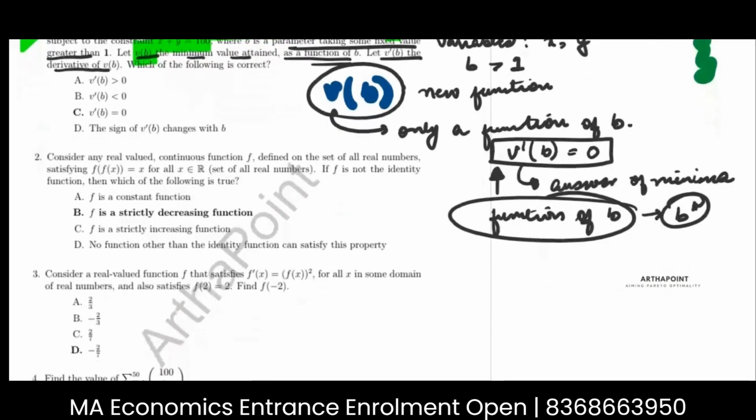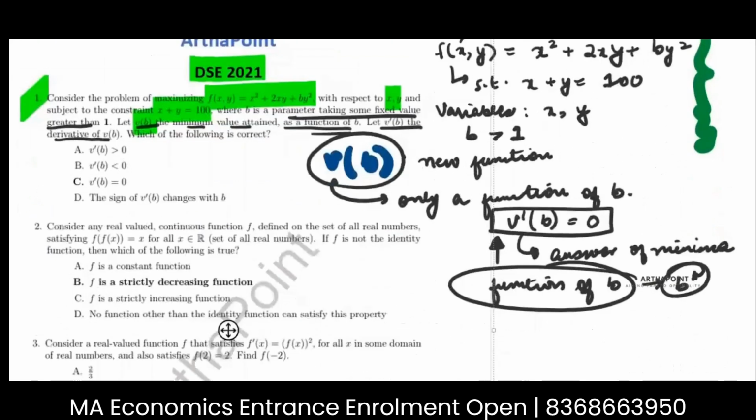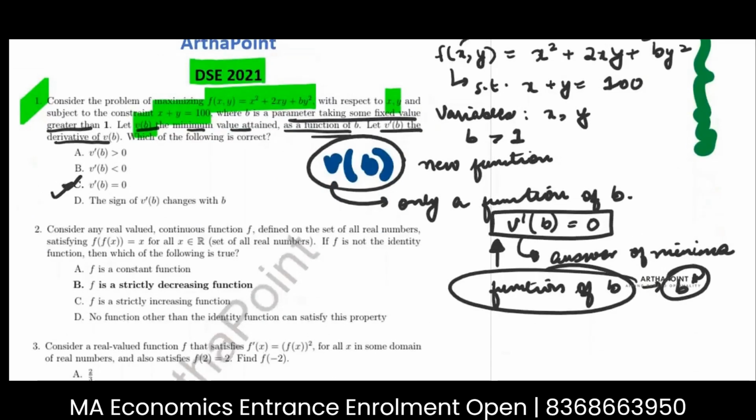So this is nothing, but we just have to say that the answer is v dash b equal to 0.